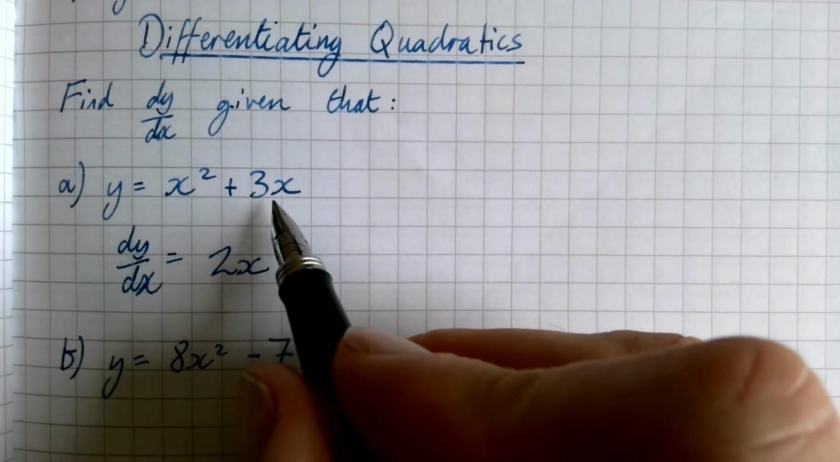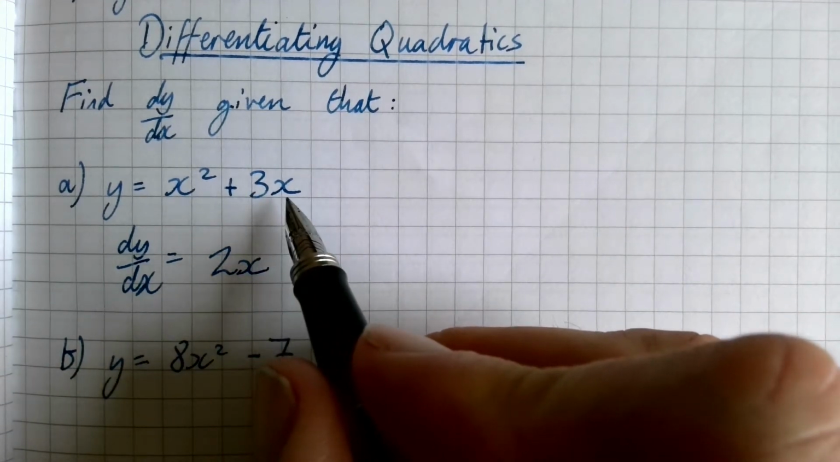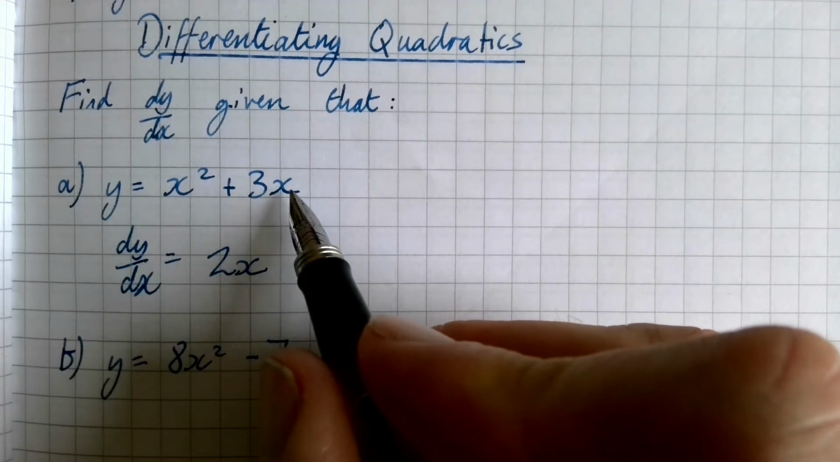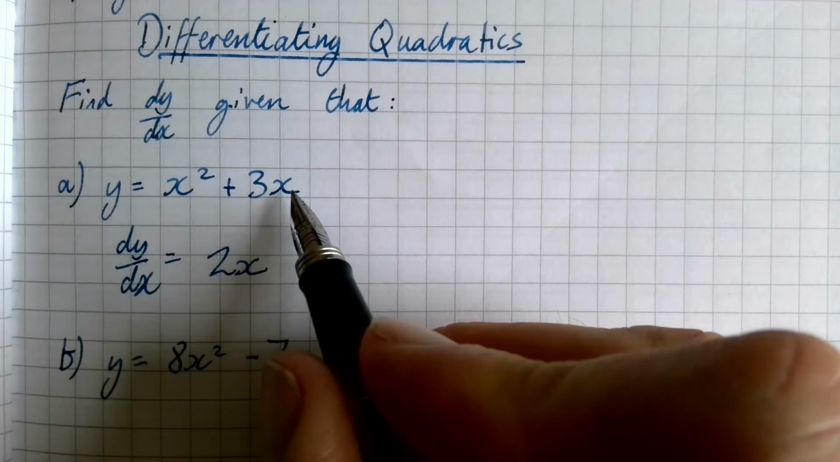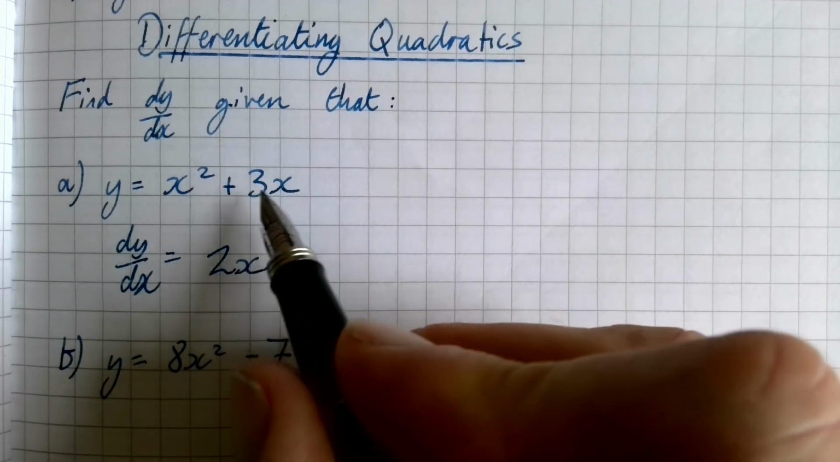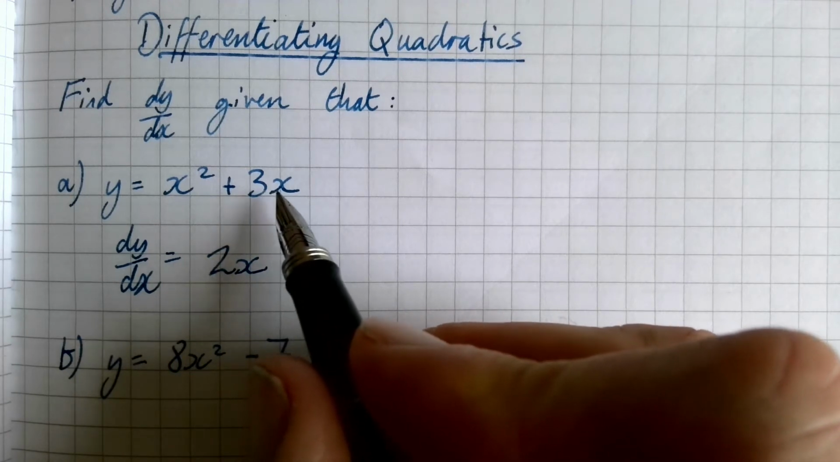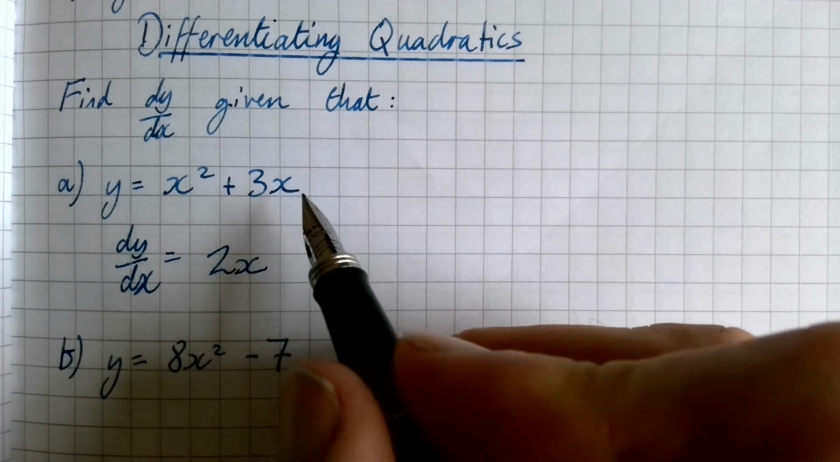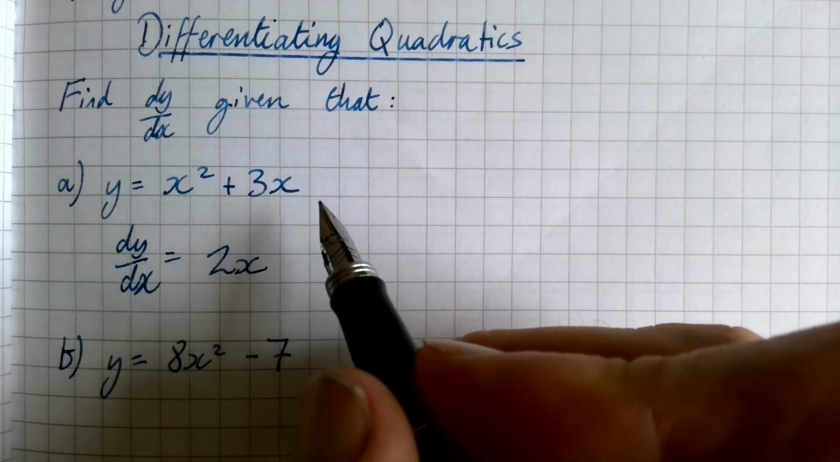Then we come on to the second term, and we'll do the same idea here, but think about what happens. If you take 1 off the power, you're left with x to the power 0. So you would be multiplying by 1. 3 times 1 is 3 times x to the power 0. Now anything times x to the power 0 is 1.